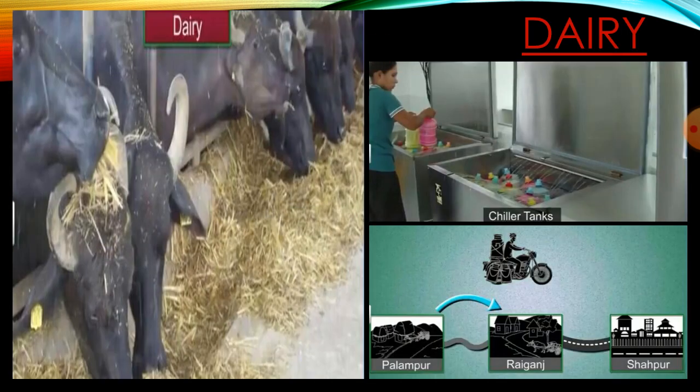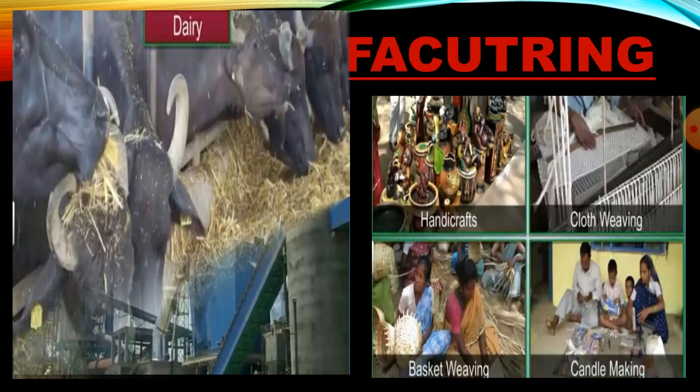Now the next non-farming activity is the dairy. These people used to milk the animal, and thereafter from here they used to take it to the other villages, like from Palampur to Raiganj and thereafter Raiganj to Shahpur, and there this milk is being put into the chiller tanks so that it will not spoil. And in this way, through other non-farming activities like dairy, they are earning money.